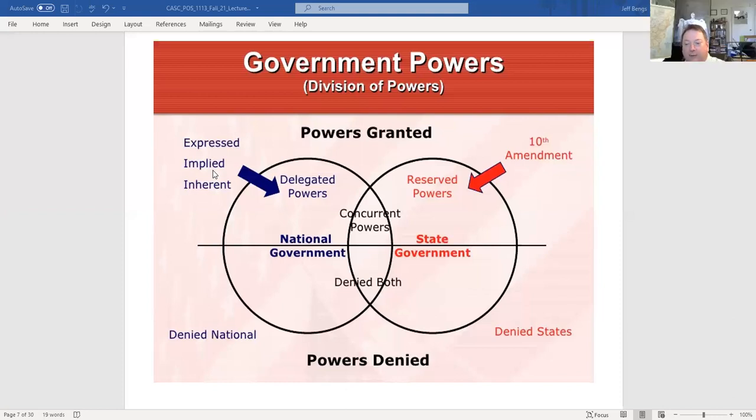All right, now, the 10th Amendment of the Bill of Rights was an amendment that gave certain powers or reserved certain powers to the state governments. So the state governments have powers. There are certain powers that are reserved only for the states.